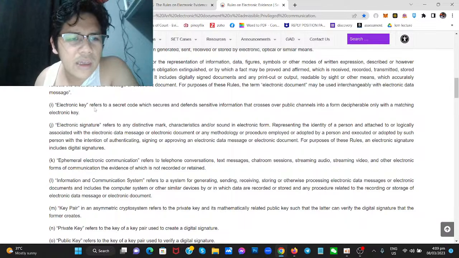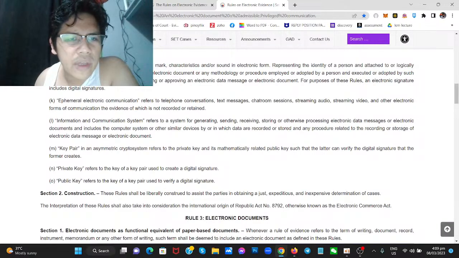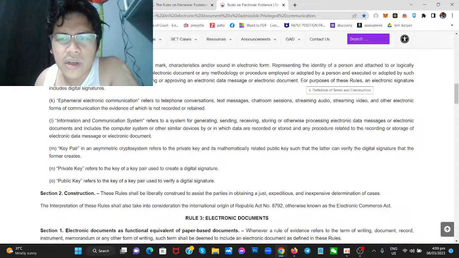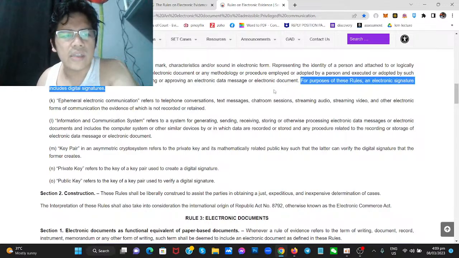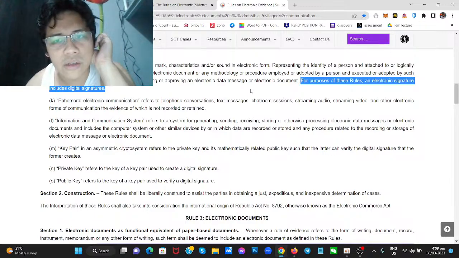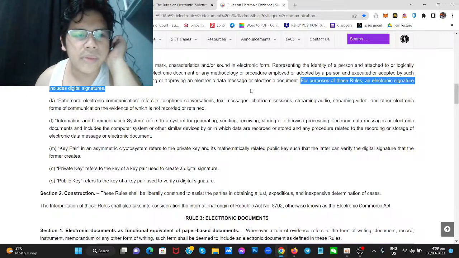Okay. Electronic key pertains to passwords, a secret code which secures and defends sensitive information. E-signature refers to any distinctive mark in electronic form. It's just like a signature. An electronic signature includes a digital signature. So electronic signature is a general term that is logically associated with an electronic data or document.